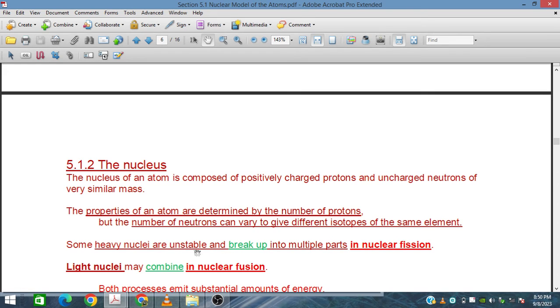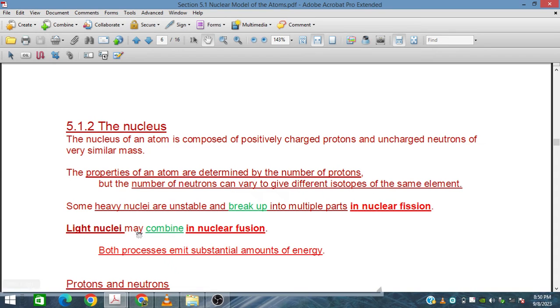Some heavy nuclei are unstable and break up into multiple parts in nuclear fission, and light nuclei may combine in nuclear fusion. In fusion they combine, and in fission they disintegrate. In a fission process or in a fusion process, both processes emit a substantial amount of energy.